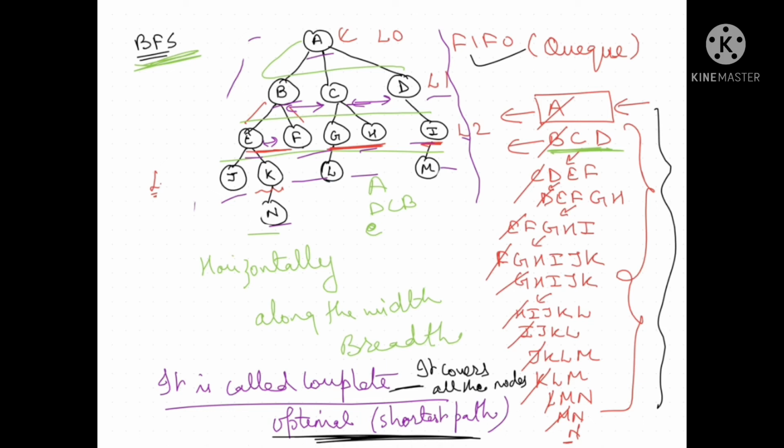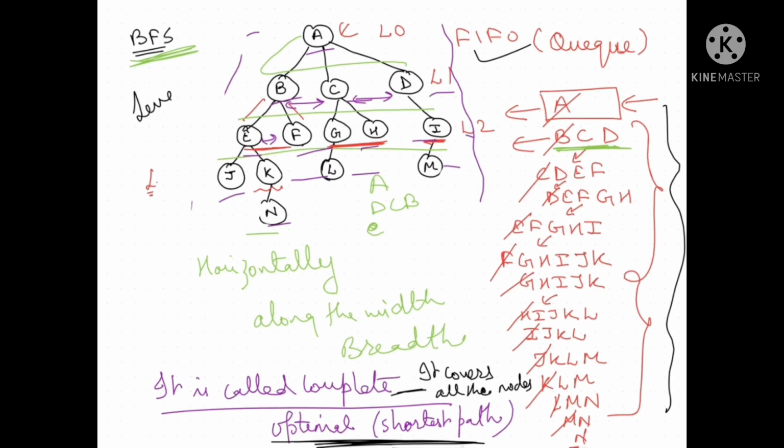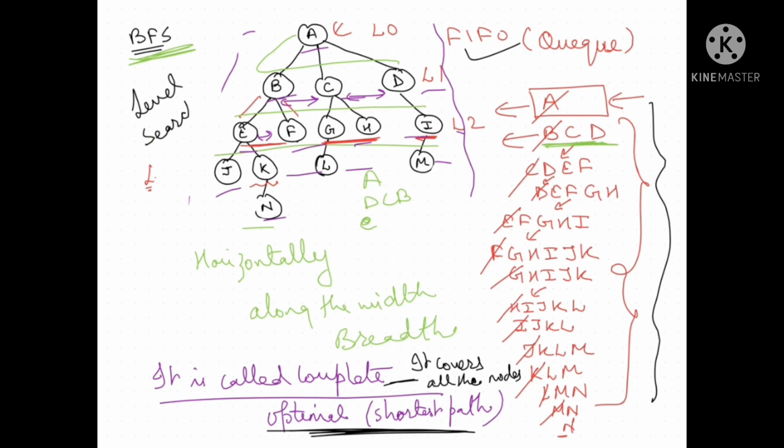Basically, it is going level by level. So that is why it is called a level search technique. You can also call it a level search technique. And obviously the last point is the time complexity, which is O(V plus E). Correct? So that is what it is.